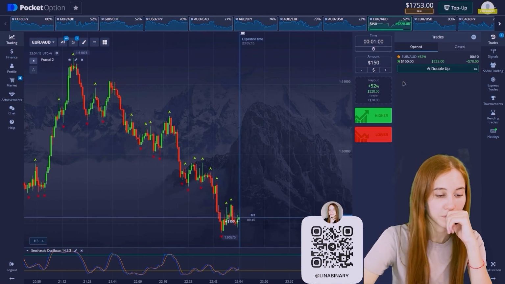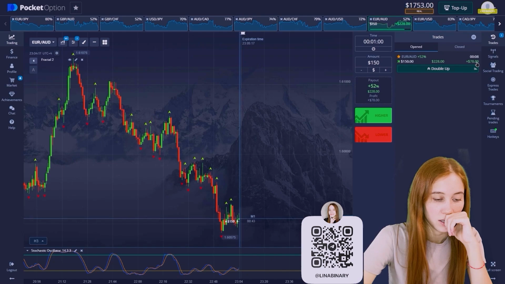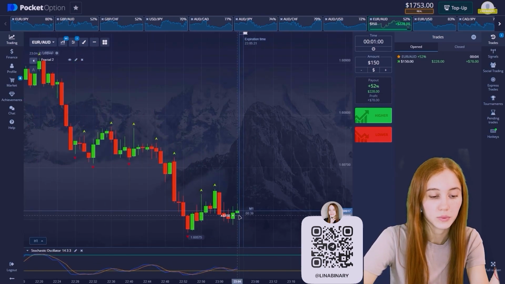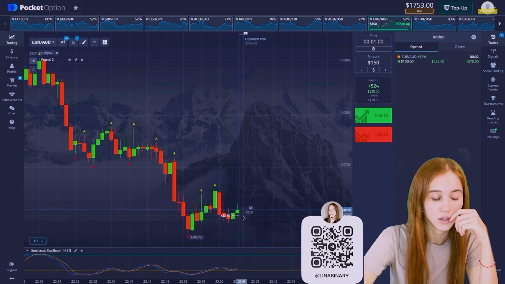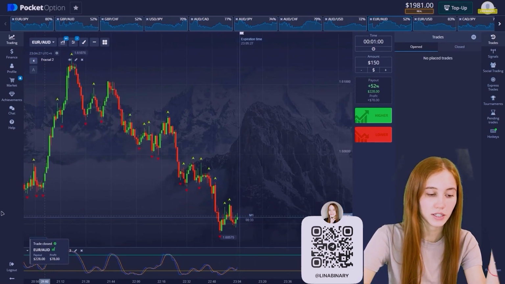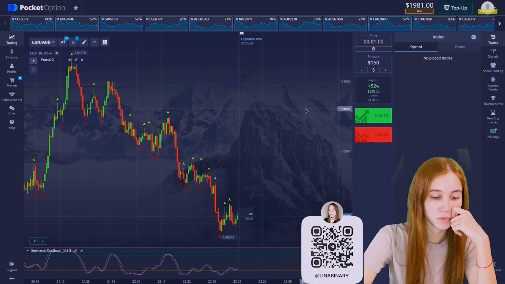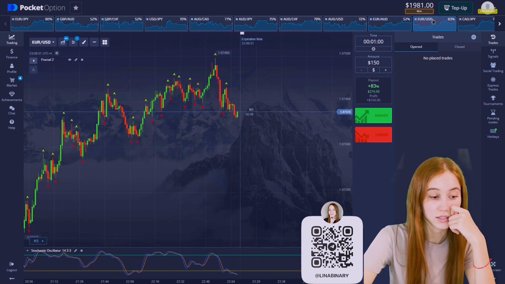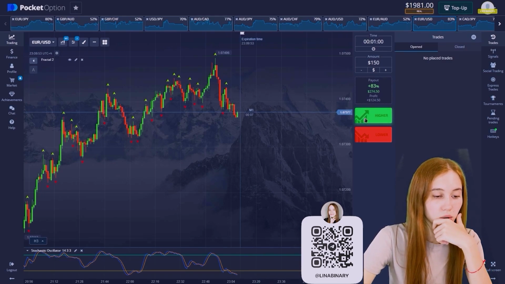Let's see. 8 seconds left until the end of the deal. The chart jumps a lot. We can see a little uncertainty. Yeah, plus deal, good. Profit is $78. Let's move on to the next concept. So we are here.